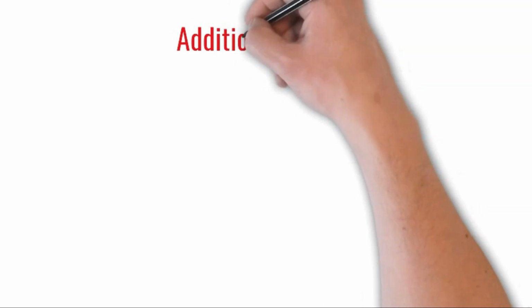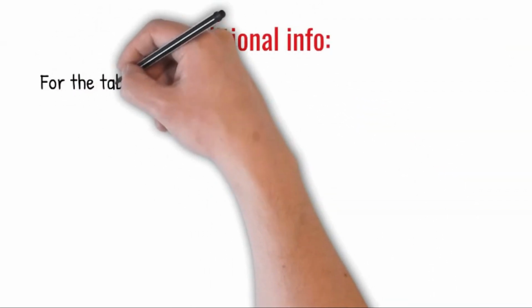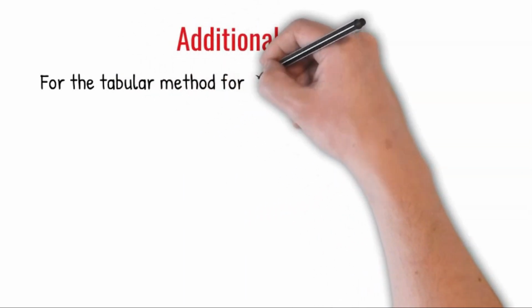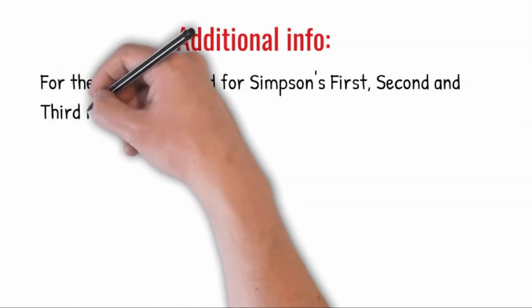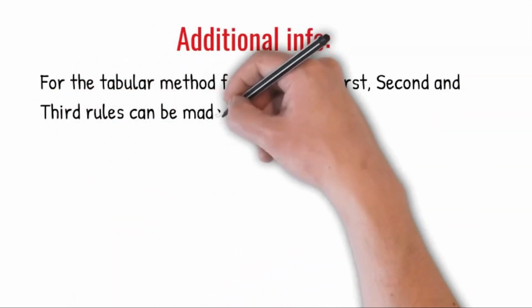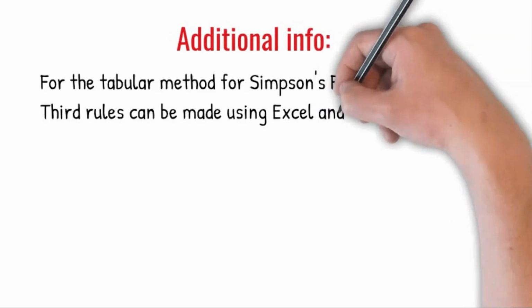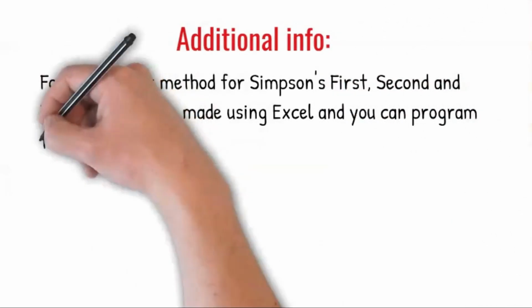Additional info. The tabular method for Simpson's first, second, and third rules can be made using Excel, and you can program the cells so that the table will give the result automatically.